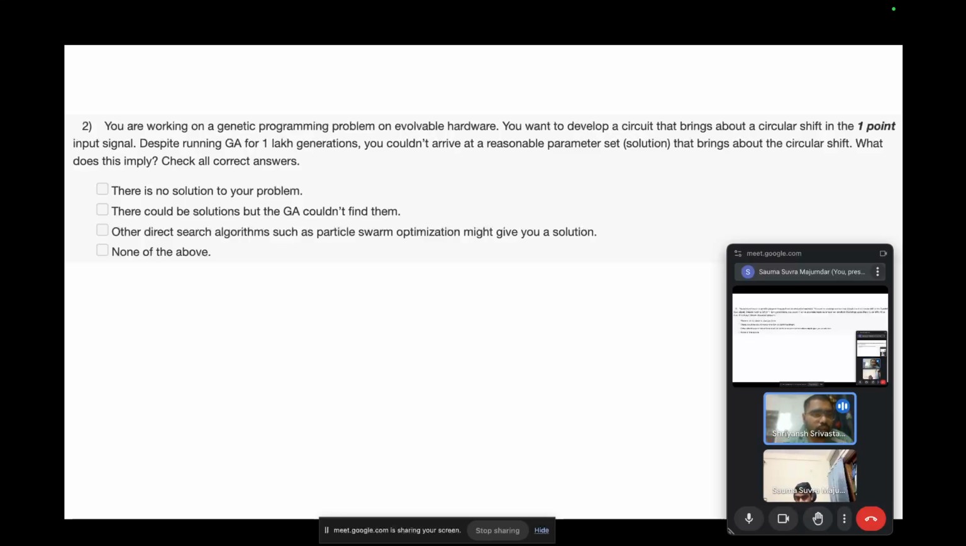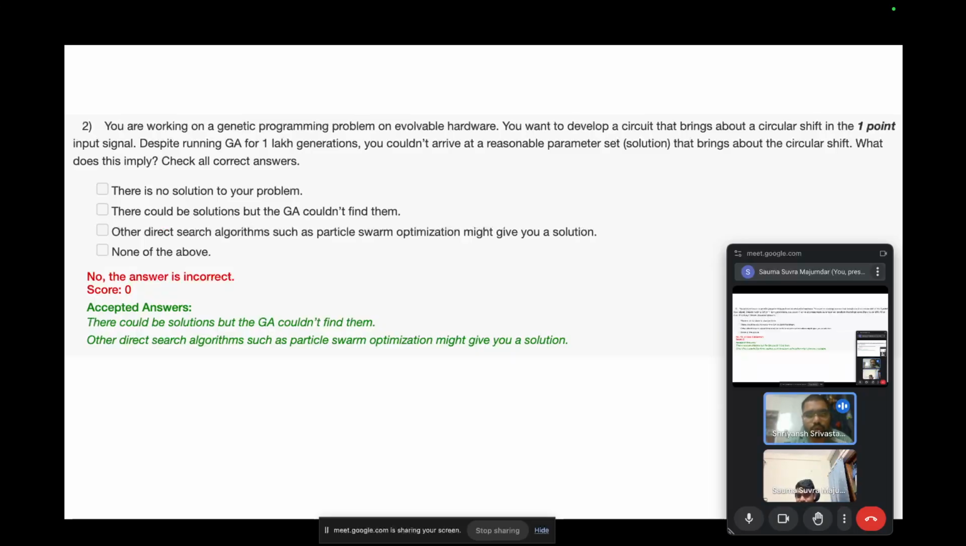Like, sure about the second, not sure about the third one. I don't know. Maybe second and third, because I also think that one is hybrid. It's hybrid, so I think it will maybe give a better solution. There could be solutions that the genetic algorithm couldn't find, and this is the third option. Yeah, but there can be no solution to your problem.